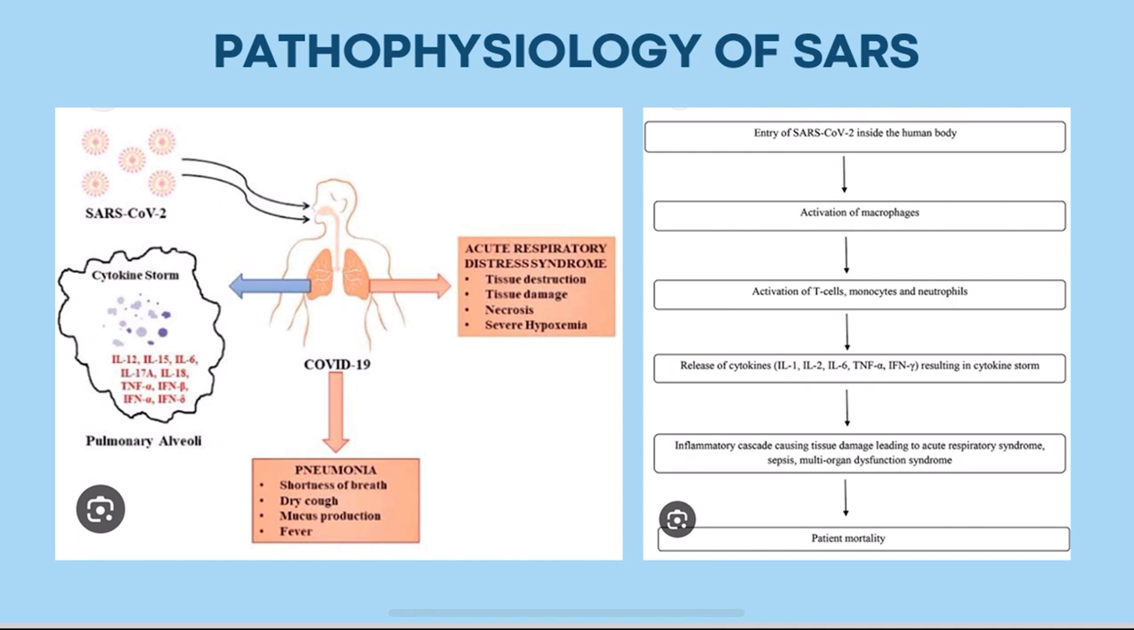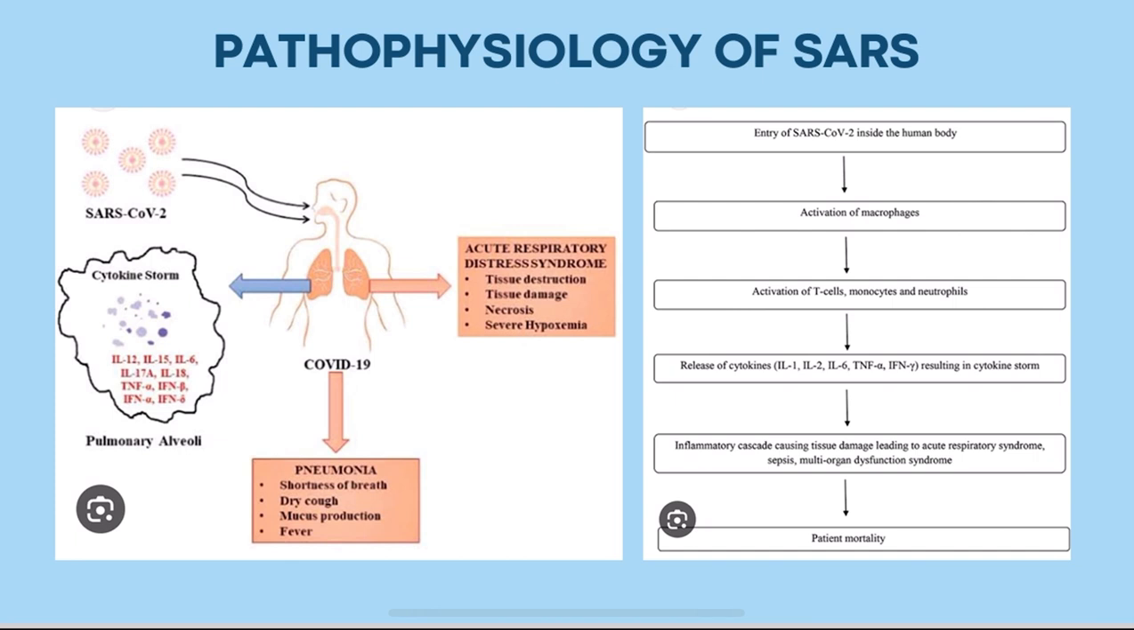And then neutrophils are also the responders to the acute inflammation, and they are the most abundant leukocytes which are found at the site of inflammation. So once the coronavirus enters into the body, first into the picture come the macrophages. There is activation of macrophages followed by the activation of T cells, monocytes, and neutrophils. Further, there is release of cytokines, that is interleukin 1, interleukin 2, interleukin 6, tumor necrosis factor alpha, and interferon gamma, which is resulting in a cytokine storm. So we see that these cells will detect and destroy the harmful organisms.